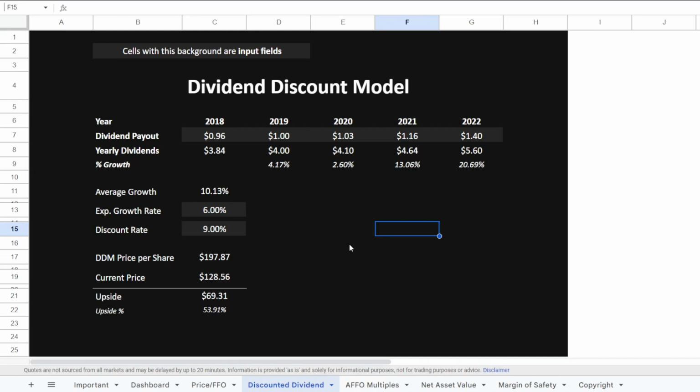The model is based on the premise that investors value the income generated by the REIT's dividends, and that future dividends are a crucial factor in determining the stock's worth. In this case, we've imported the dividend payments of the past 5 years of MAA, and on average they have grown their dividends by over 10%. And I'm projecting all of their future dividends to grow by 6%. I will be using a discount rate of 9% in this valuation, leaving us with a dividend discount model price per share of $197.87, which is an upside of almost 54%.